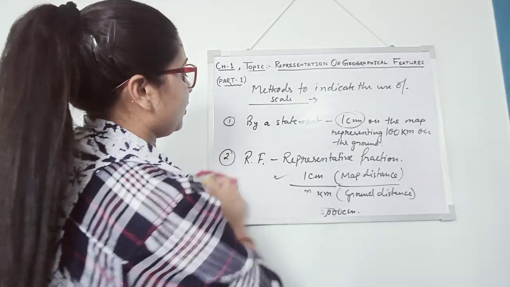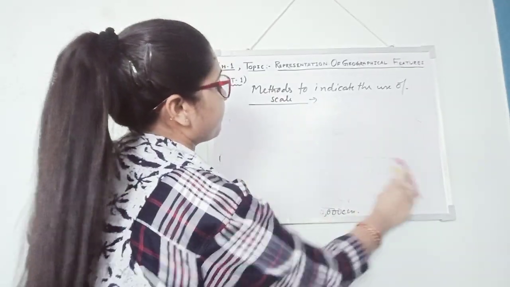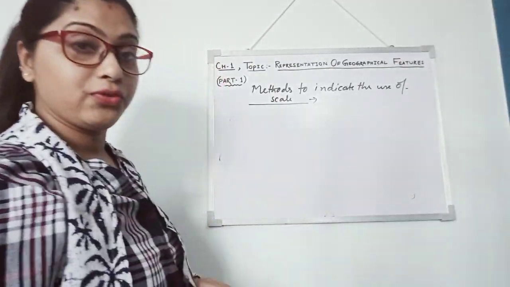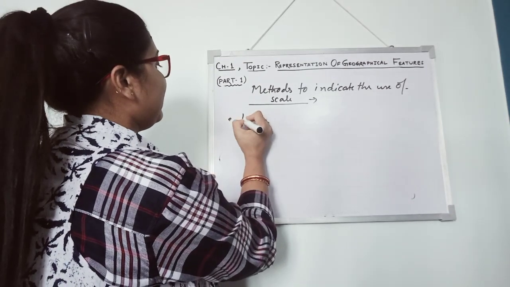Now number 3. Number 3 is the linear scale.